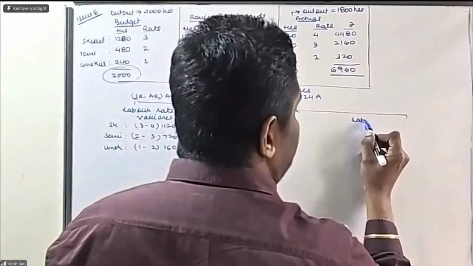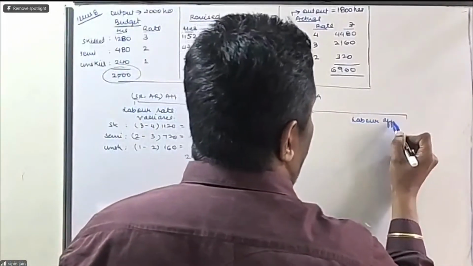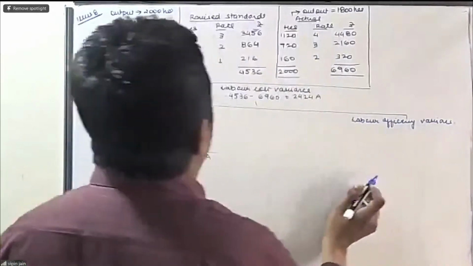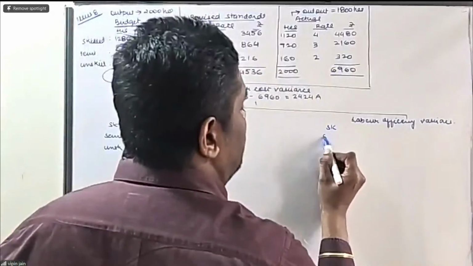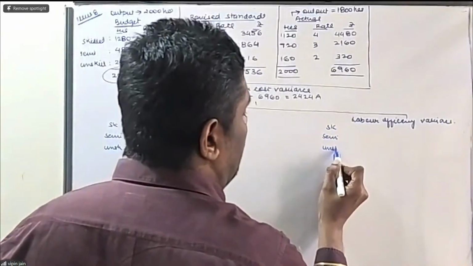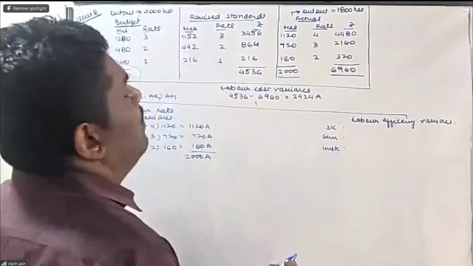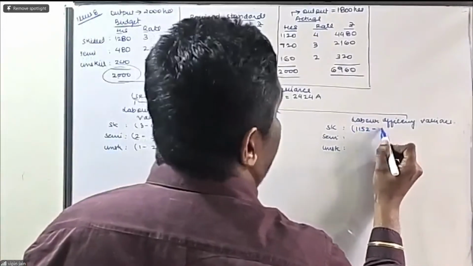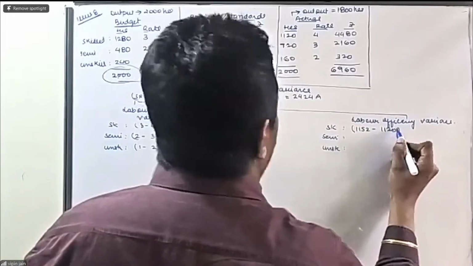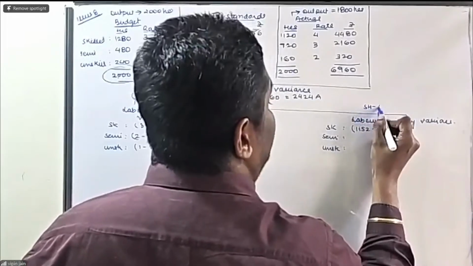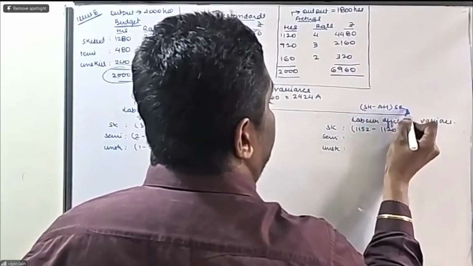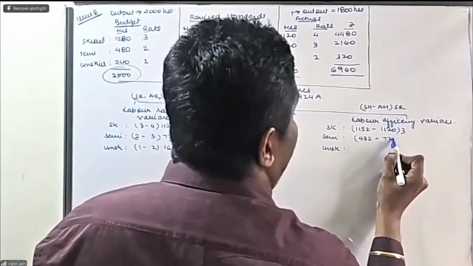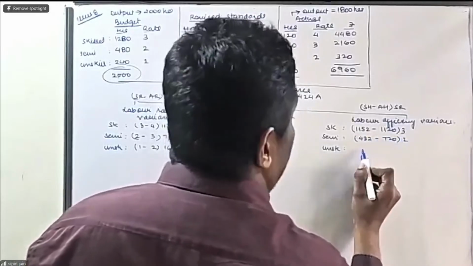Next is labor efficiency variance. So skilled, again, efficiency variance: 1152 hours we were supposed to work. We worked for 1120 hours only. Into the rate, that is standard hours minus actual hours into standard rate. Similarly, 432 minus 720 into 2.